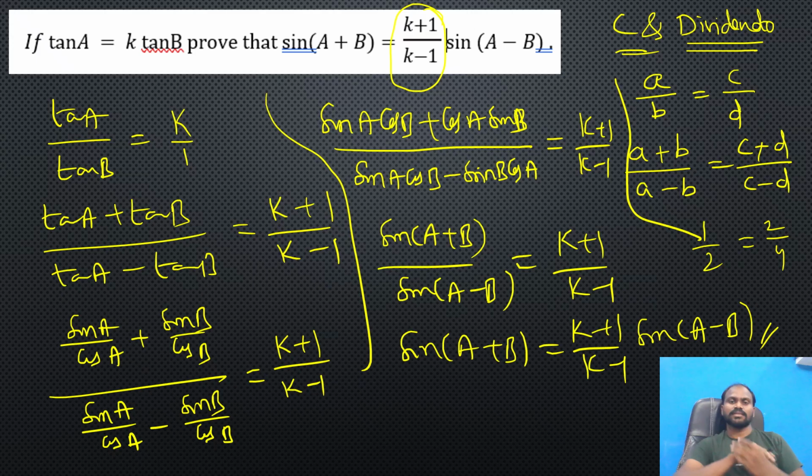So that is what they are asking us to prove. So this is one of the important formulas on componendo and dividendo. To understand that only, I gave this example. Okay. Right, next. Look at this question.